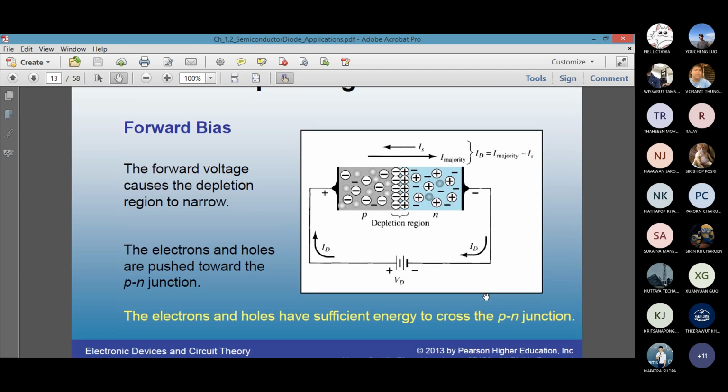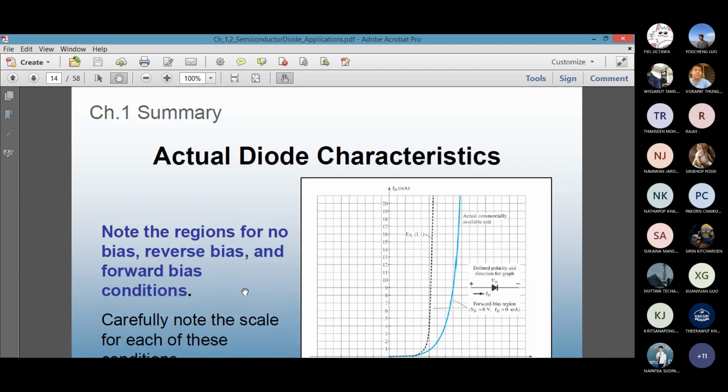In the forward bias, there is enough potential energy for the electrons and holes to cross through this depletion region, which I said you can imagine like a wall or a barrier.